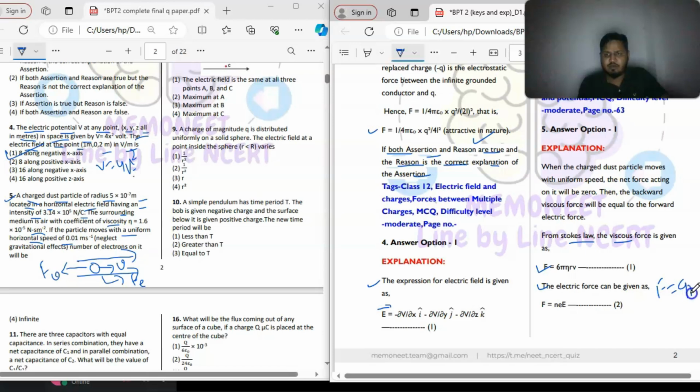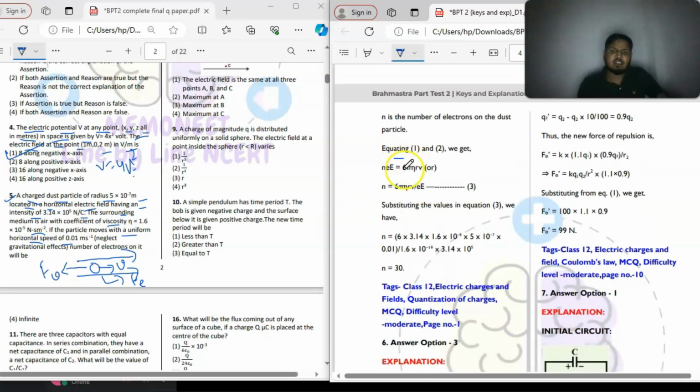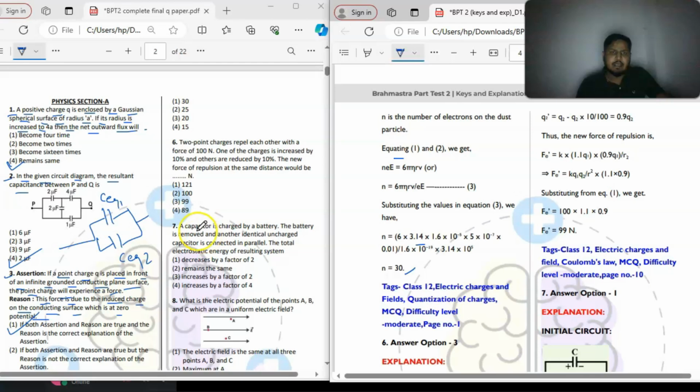F is equal to QE, and we know Q is equal to NE. So after putting the value of Q equal to NE, we get F is equal to NEE. Now we will equate equation 1 and 2, that is, NEE is equal to 6 pi eta RB. So N is equal to 6 pi eta RB by E. Now substitute all the values of pi, eta, RB, and we get the value of N is equal to 30. So our first option will be the correct option.